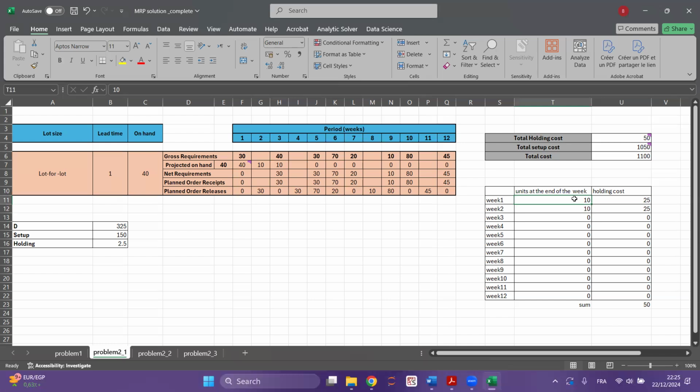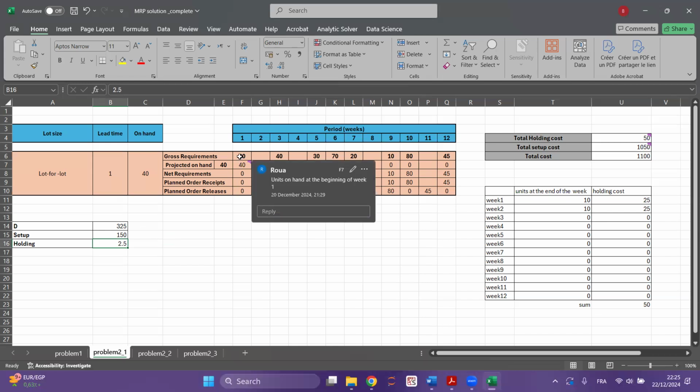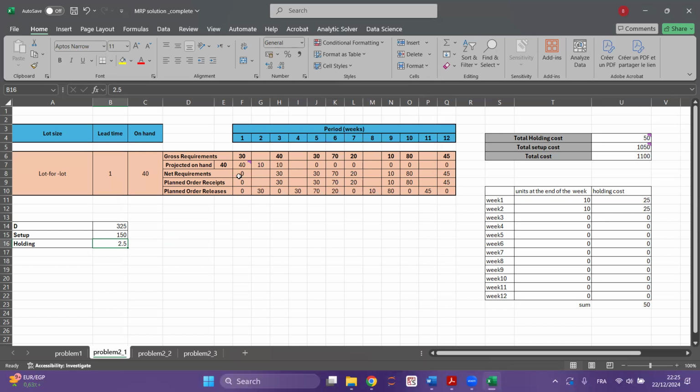To get the holding cost per week, you just have to figure out the number of units at the end of each week and multiply them by the holding cost per unit per week. Okay, so week 1, we used 30 units. We used 10 units from our 40 units we had from the previous week. So the units at the end of the week are 10. So our total holding cost is $25.